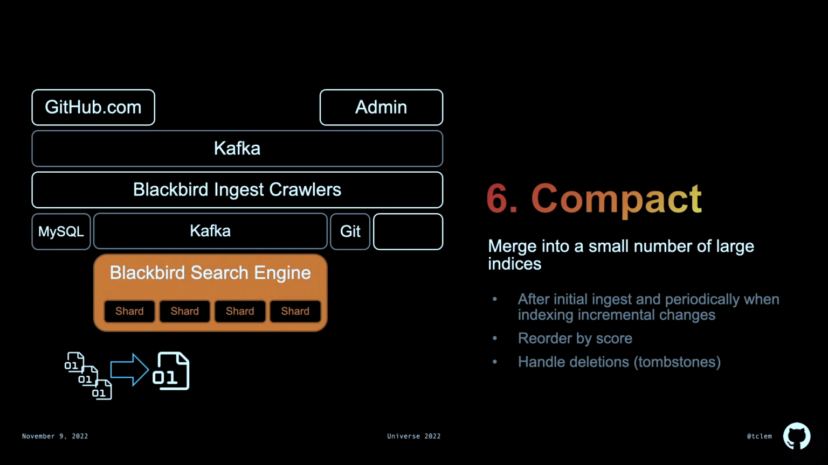During the initial ingest, we delay compaction and do one big run at the end. But then, as the index keeps up with pushes, we run compactions on a shorter interval. And this is where we handle things like document deletions.